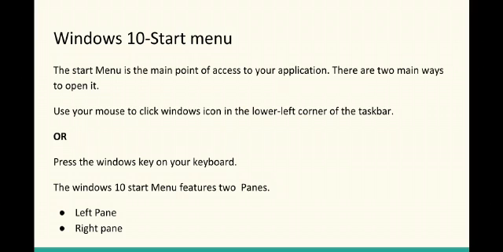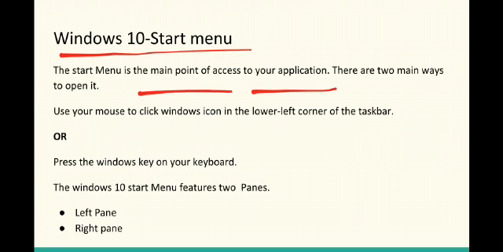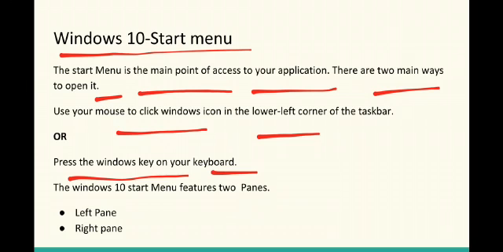Next topic is the Windows 10 Start menu. This Start menu is the main point of access to your applications. There are two ways to open it. First, use your mouse to click the Windows icon in the lower left corner of the taskbar. Second, press the Windows key on your keyboard.